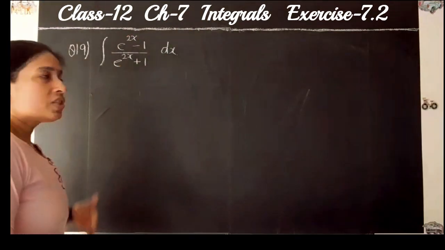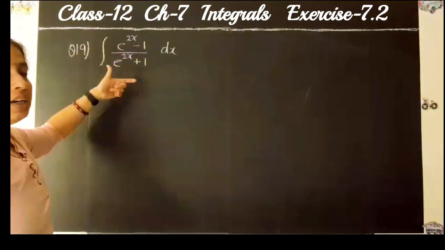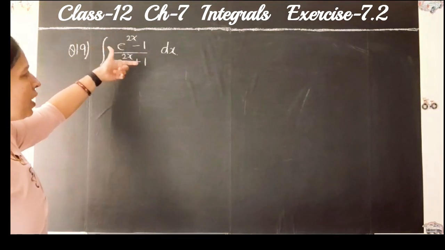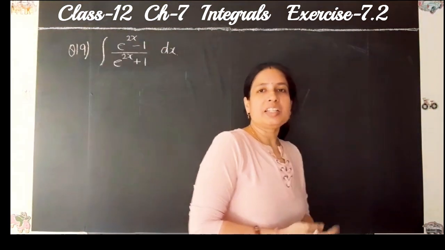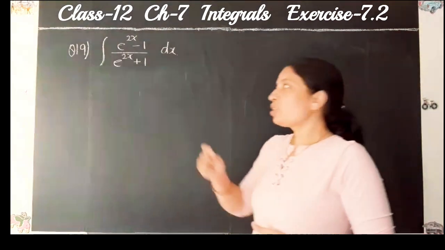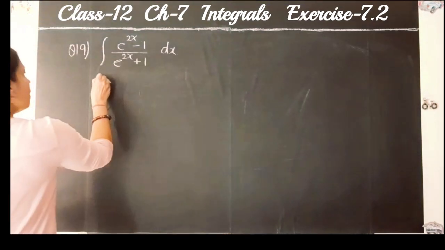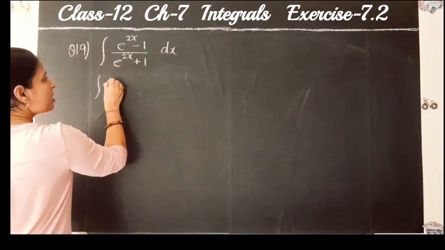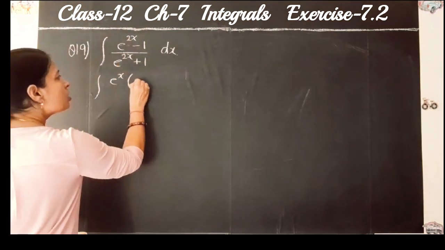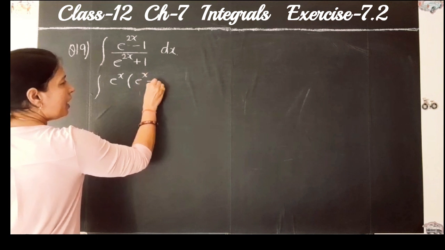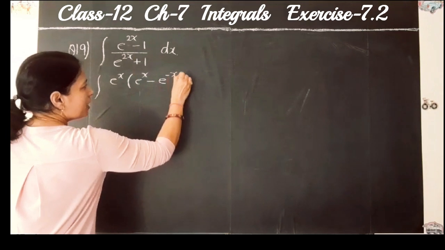So next one is question number 19. It is the integral of e to the power 2x minus 1 divided by e to the power 2x plus 1 dx. And we know that the derivative of e to the power x is e to the power x. So first we make this integral into a simple form. For this, let us take common e to the power x. Right, here e to the power x. Then here it is e to the power 2x, so it will be e to the power x, and write minus. Here it is 1, so here it will be e to the power minus x.